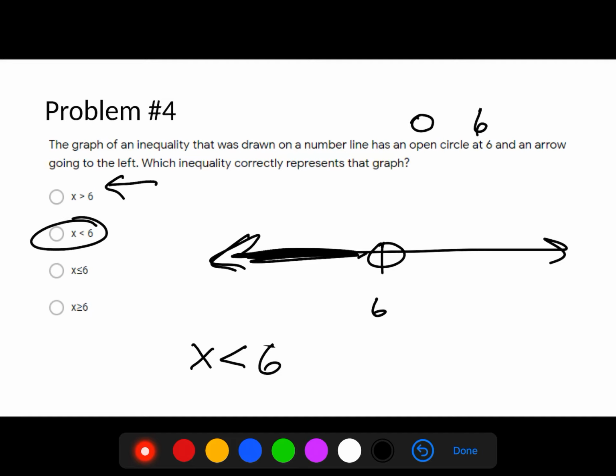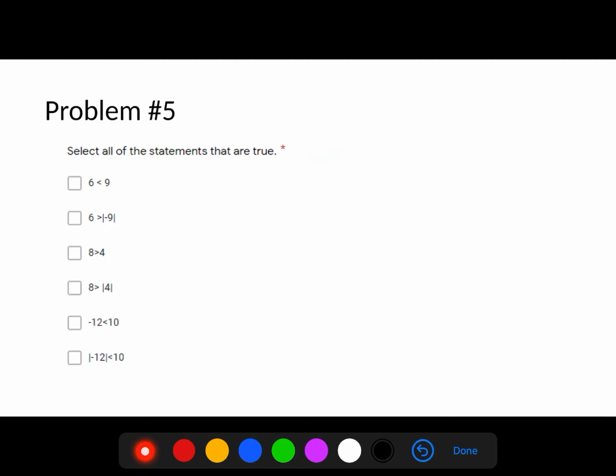Notice how as I was reading the question, I was annotating. So like, okay, open circle at 6, going to the left. And then that helped me draw my number line very quickly. These are skills that you need to start building as you become better problem solvers. Question number 5, select all of the statements that are true. Okay, so we're comparing inequalities. So is 6 less than 9? Yeah, that's true.